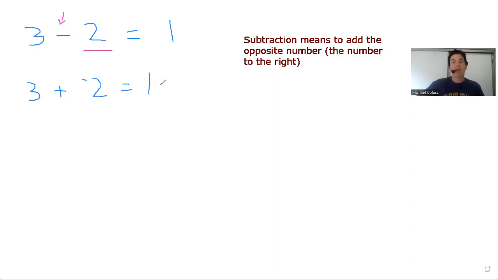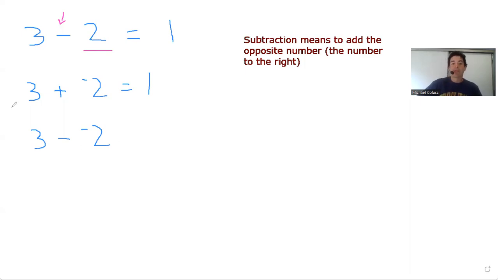It doesn't change the answer. We still have 1. Now, you might be saying, but whoa, Mike, come on, man. I know 3 minus 2. I've been doing that since the first grade. 3 plus a -2 is new. I would rather work with 3 minus 2, and that's fine. You can work with 3 minus 2. But what if it's 3 minus a -2? How do you feel about it now? That's what I thought. Let's rewrite it.